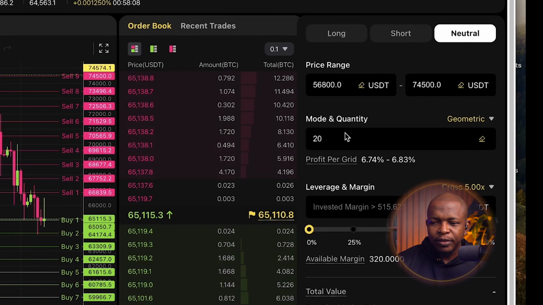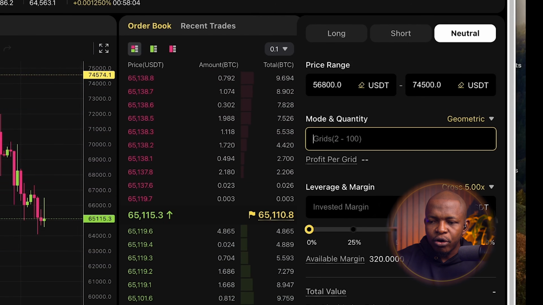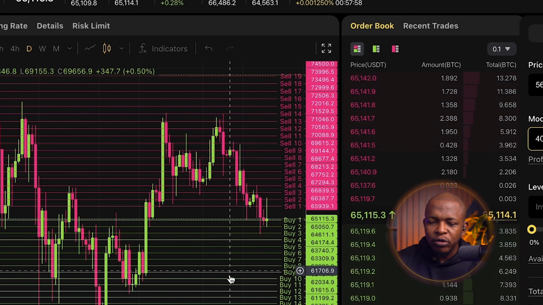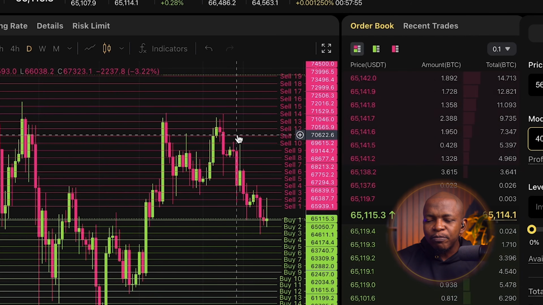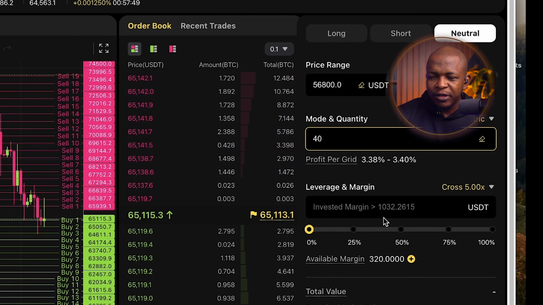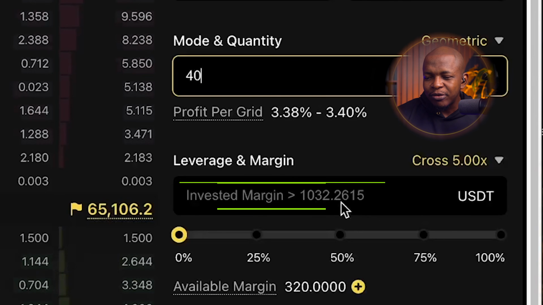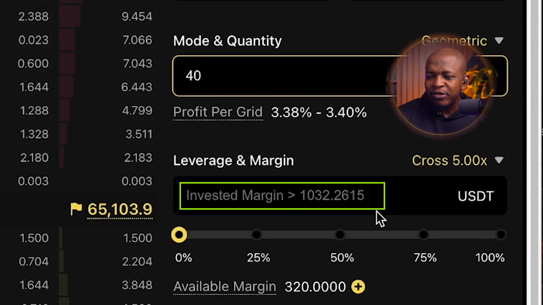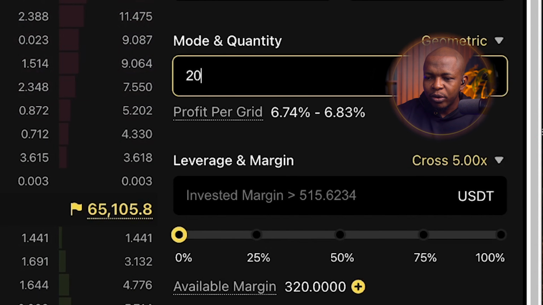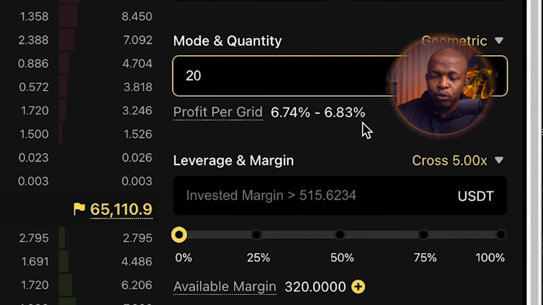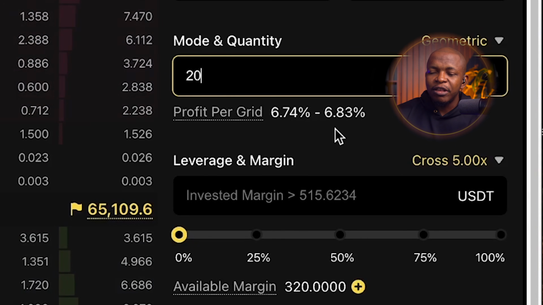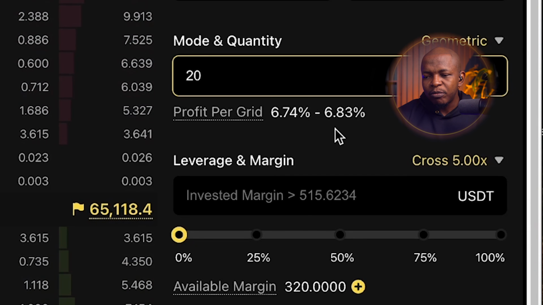Now look at this, guys. We can increase the number of the grid. If we make the grid 40, you can see there are multiple of them. We'll take more frequent trades. But what happens is this, we're going to need more money for this. So it's suggesting we have at least $1,032 for this trade. If you reduce your grid to say 20, it gives you fewer grid lines and your profit margin is increased. So it takes fewer trades, but each trade will give you more profits.